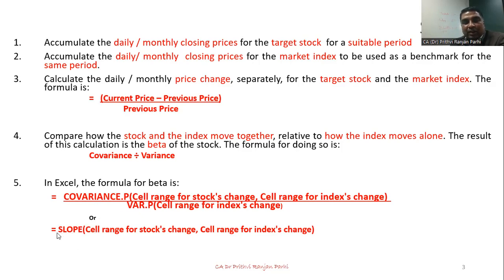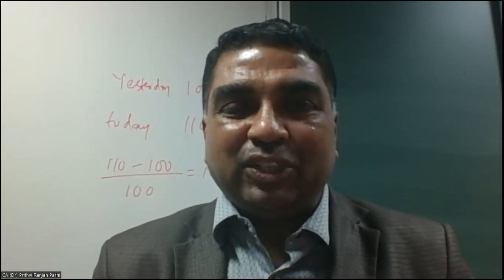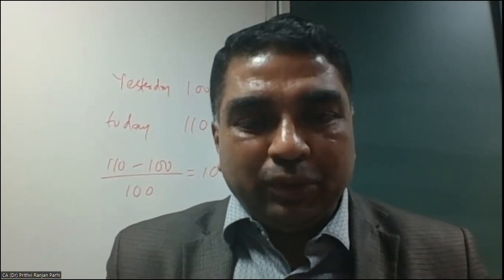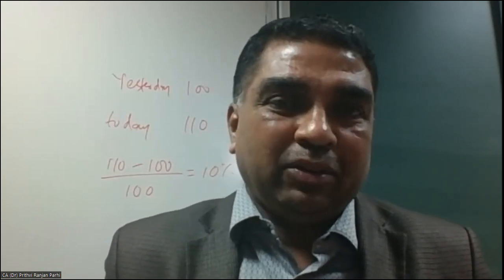The formula is equal to slope, then select the sale range of the stock, comma, the sale range of the index range. Now let me do it with the help of an Excel sheet. Let me stop sharing this screen. For that, as you know, first let us compute the closing prices of a stock, then closing prices of an index. To do that, let me take you to a stock exchange.